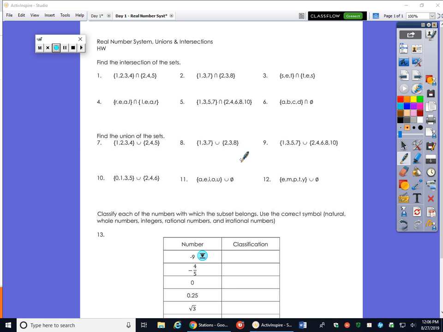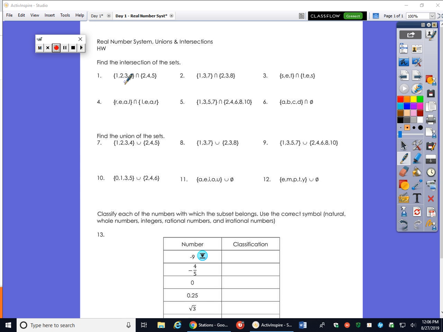Okay guys, so today we learned about the real number system, unions, and intersections. So the first part of this homework is finding the intersection. Remember, the intersection is a number that is in both sets. So it has to be in the first set and it has to be in the second set in order for it to be part of the intersection.